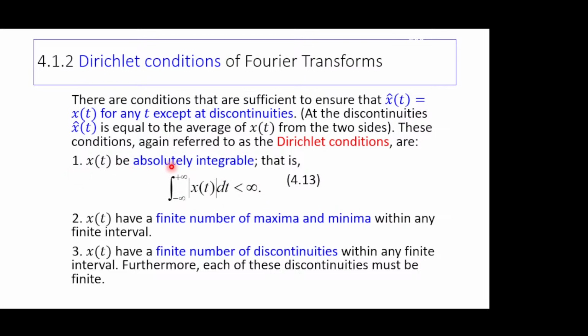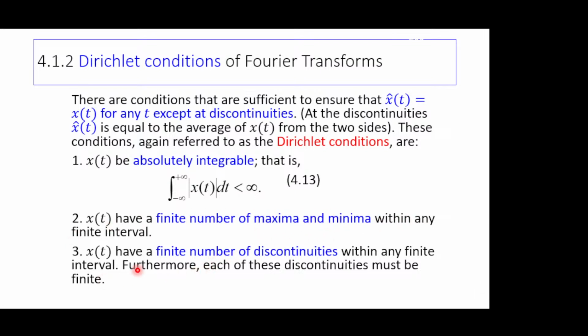So first, that your x need to be absolutely integrable, but now the integration range is minus infinity to plus infinity. And also you want to have finite number of maxima and minima in any finite interval. Now this is a little different, because previously this finite interval doesn't mean much, because you just have a finite number in a period. But now period is basically infinity, and so you can actually have infinite number of maxima and minima for your function, but you need to have the rate being finite. So in any finite interval, the number of maxima and minima is finite.